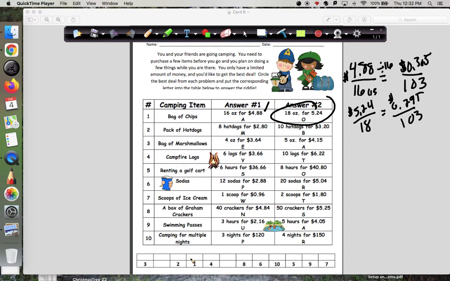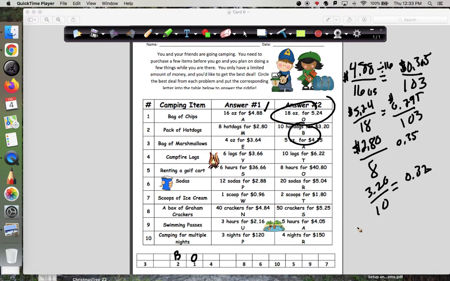So we're going to go to 1 and put an O. All right, so for the rest of this, we're going to drop the dollar symbol and just divide 2.8 divided by 8. It's 35 cents a hot dog compared to 3.20 divided by 10. That's going to be 32 cents. So that's a better deal. So for 2, we're going to put a B.